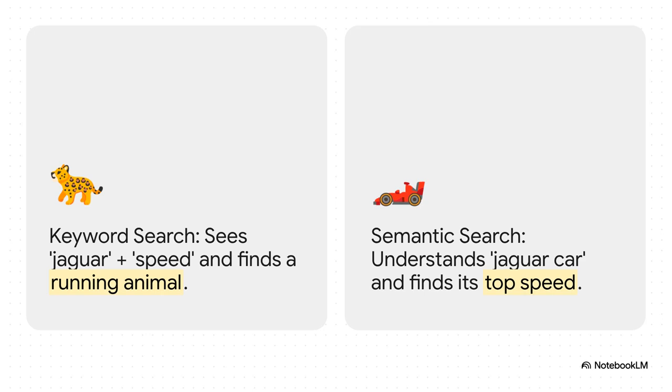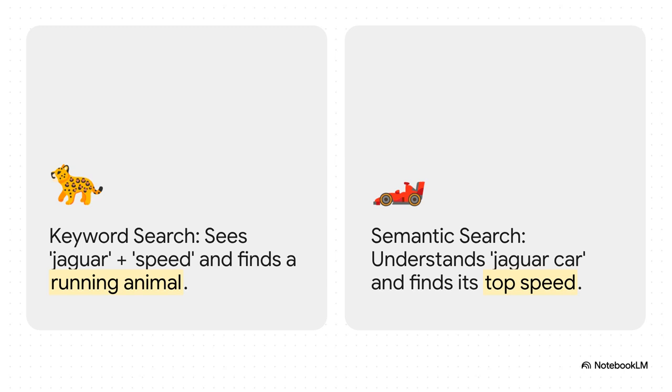Look at the left side. An old-school keyword search just sees jaguar and speed, and, well, it gives you a fast animal. But look at the right. A smarter search, a semantic search, gets the context. It understands you're probably asking about a car and gives you the car's top speed.